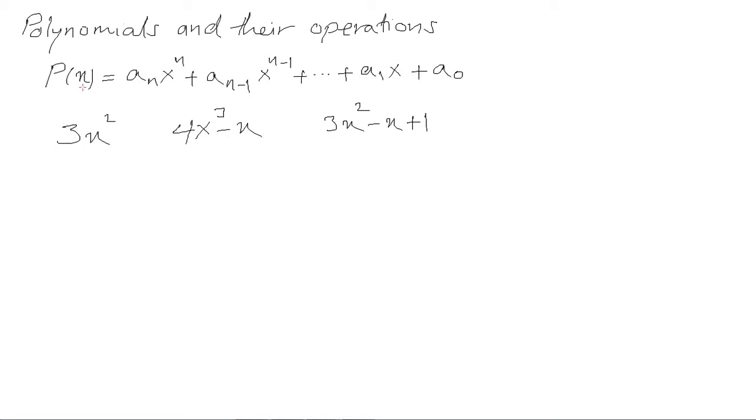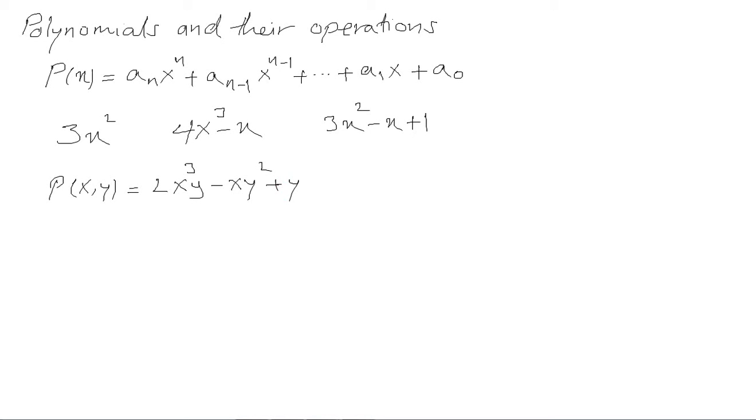So the polynomial that you have the definition for here is a polynomial in only one variable. You can have polynomials in two or more variables. For example, you can have p(x,y) equals 2x to the power of 3 y minus x y to the power of 2 plus y. So this is also a polynomial, but it has two variables, x and y.